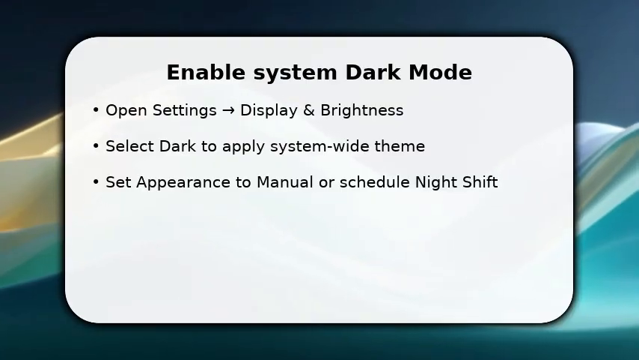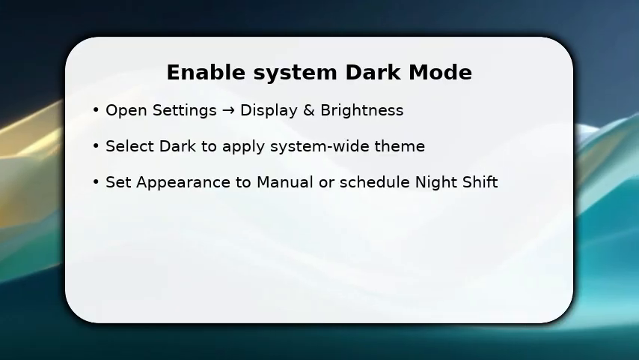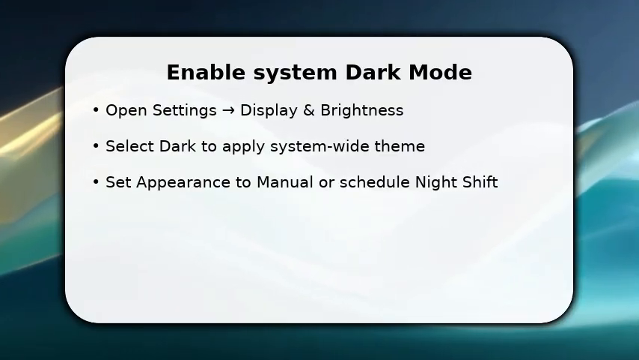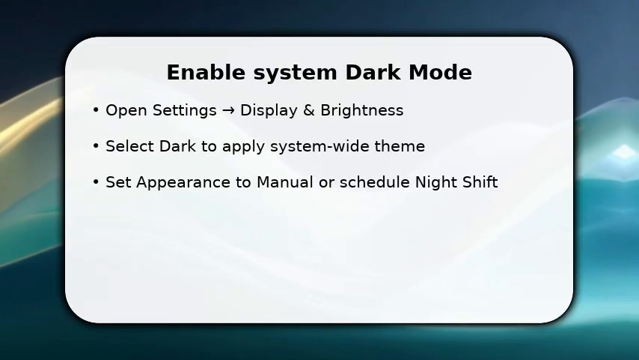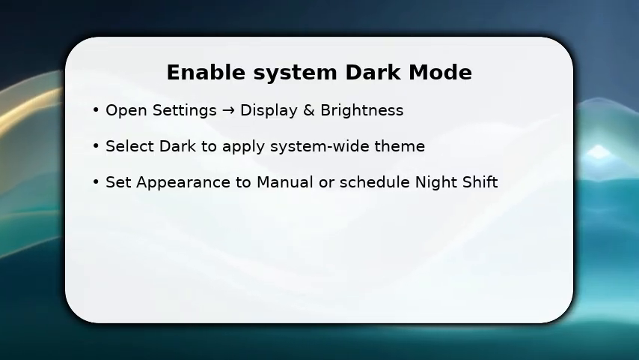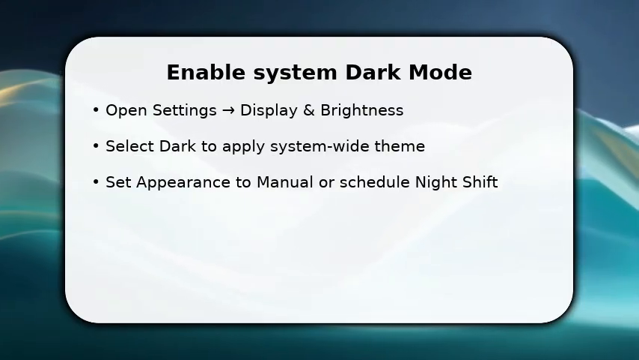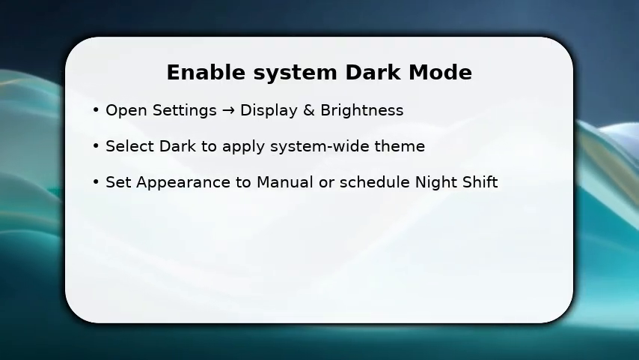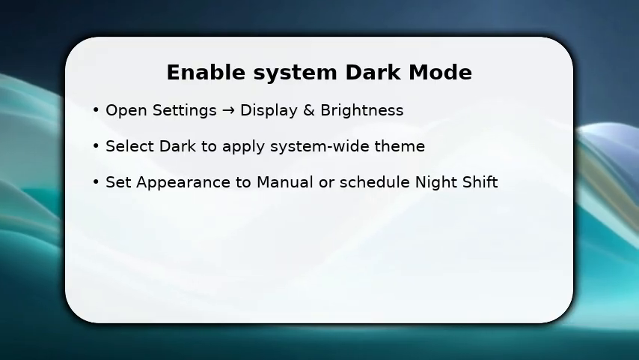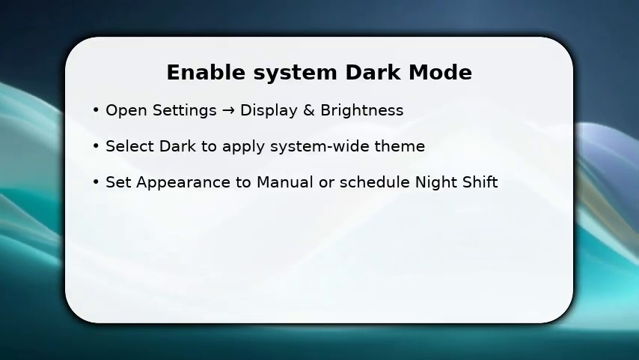You're starting with what matters: System Dark Mode. Open Settings, tap Display and Brightness, and choose Dark so System UI, many apps and widgets switch immediately. Once done, make sure to set Appearance to Manual if you want it permanent, or use Scheduled to auto-toggle at sunset. This makes the largest impact quickly.